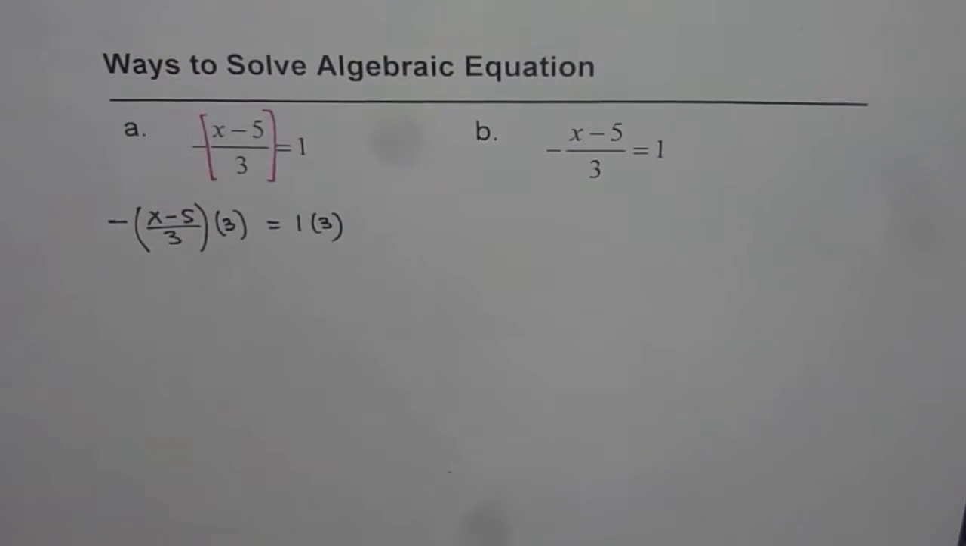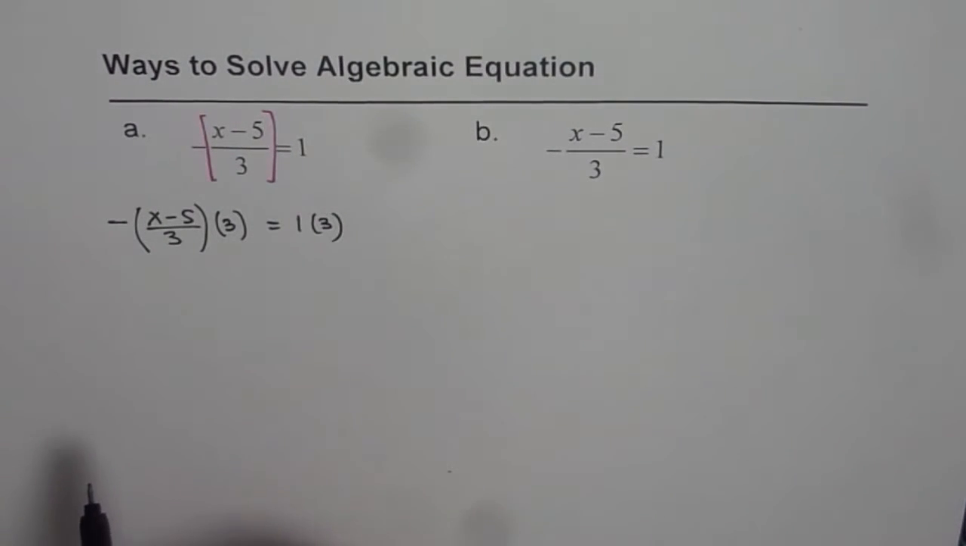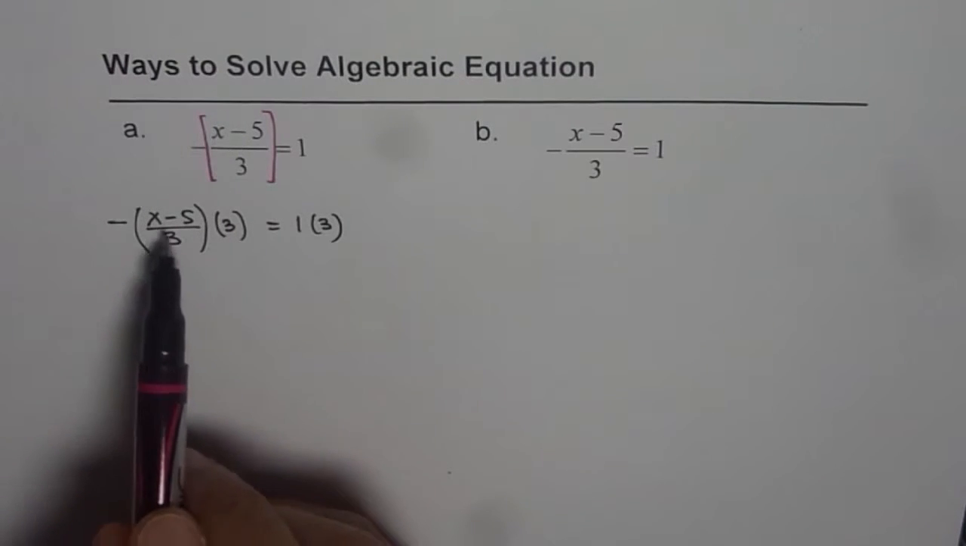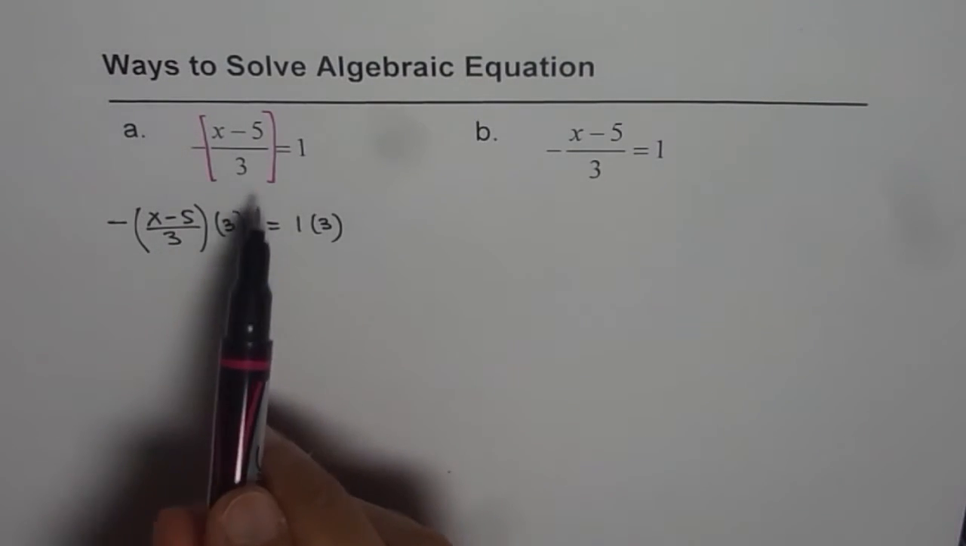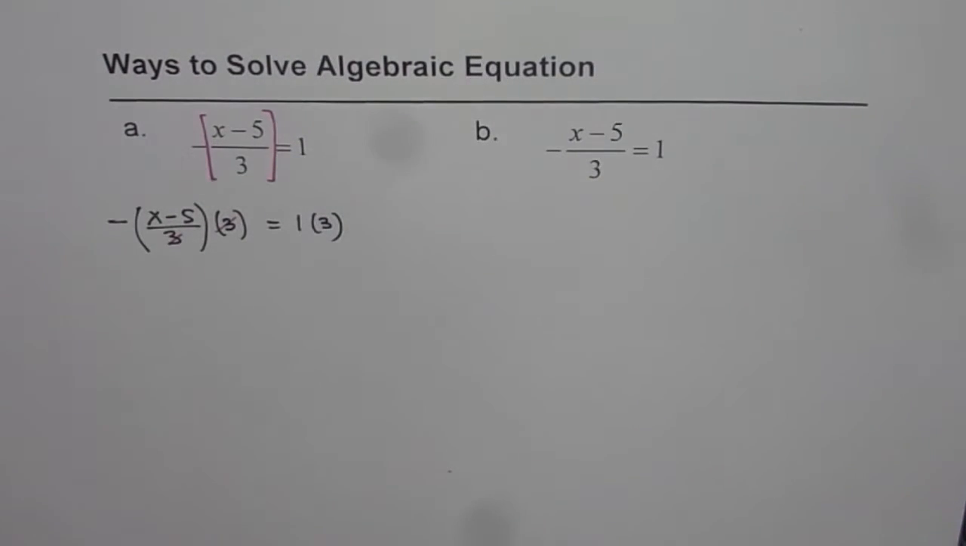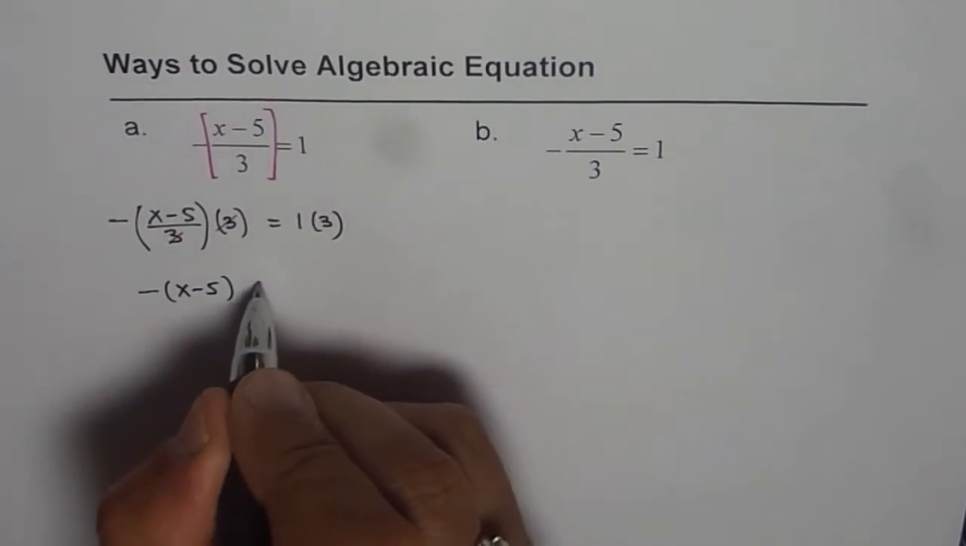That is how it can be seen, right? So this minus is kind of applied to the whole fraction given here. That is why we have written the minus in this fashion. So minus this, and multiplied by 3 to get rid of the fraction. So this 3 and 3 cancel out. We are left with minus of (x minus 5) equals 3.